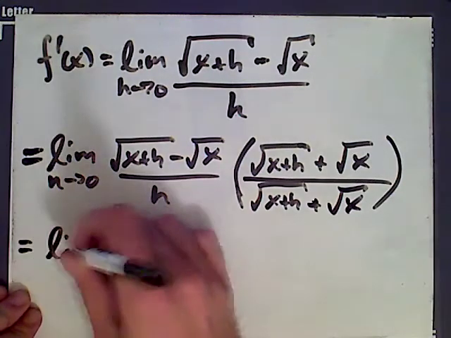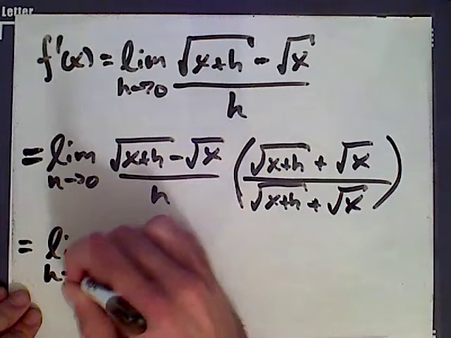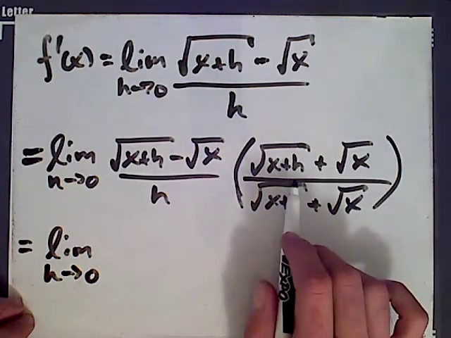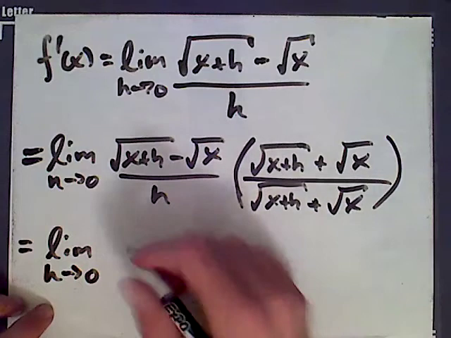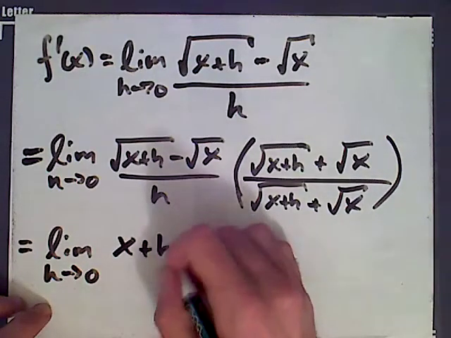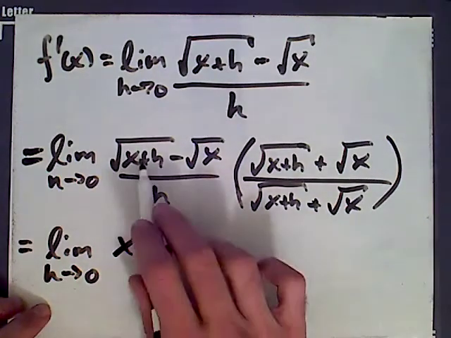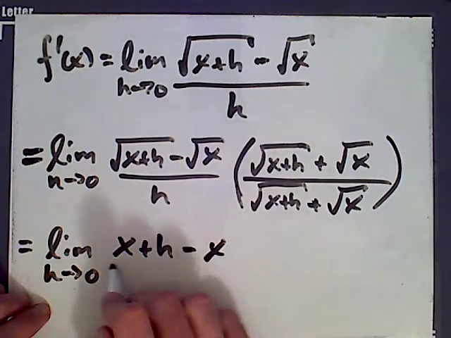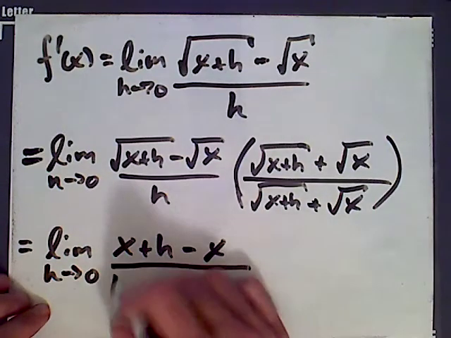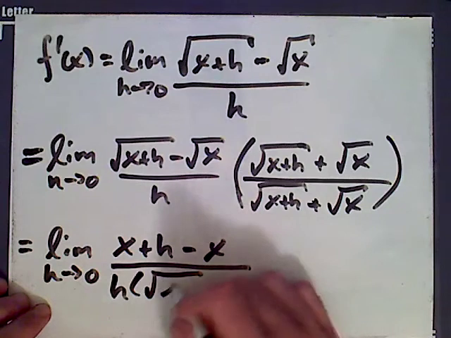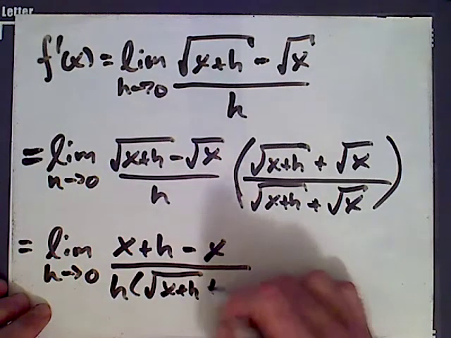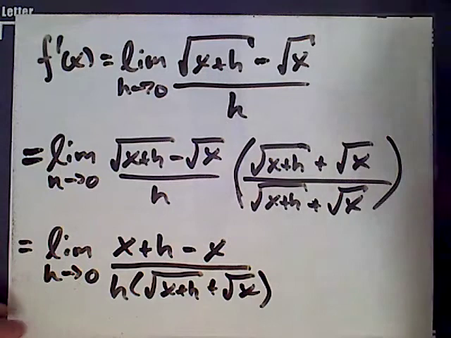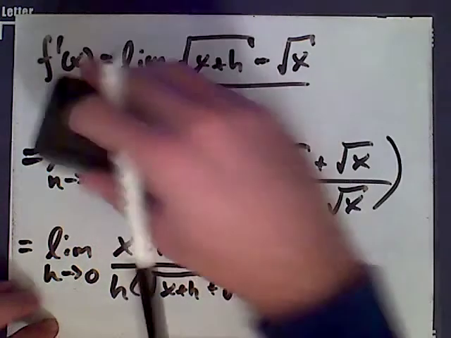Now, what you see when you multiply the top here is that any terms involving the square root disappear, and what you get, you should perform this calculation on your own, is this term minus this term under the square root. Okay, and then what's on bottom is h times root x plus h plus root x. All right, let me erase what's on top here.